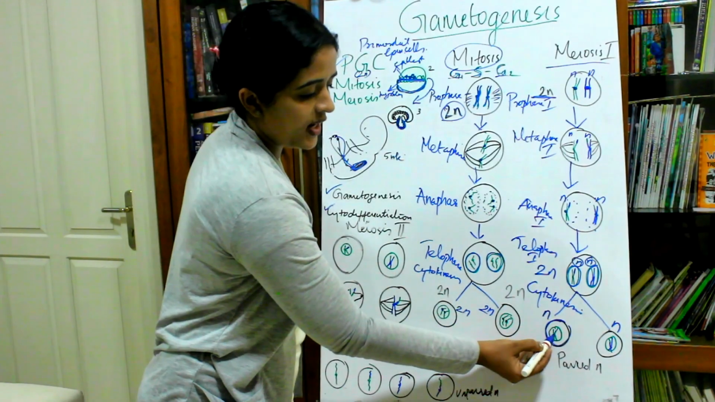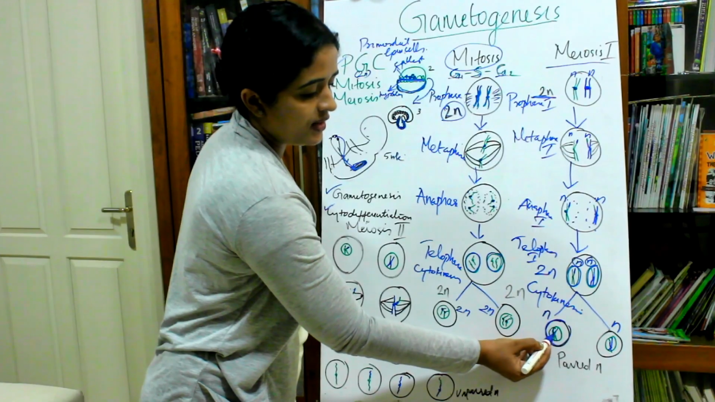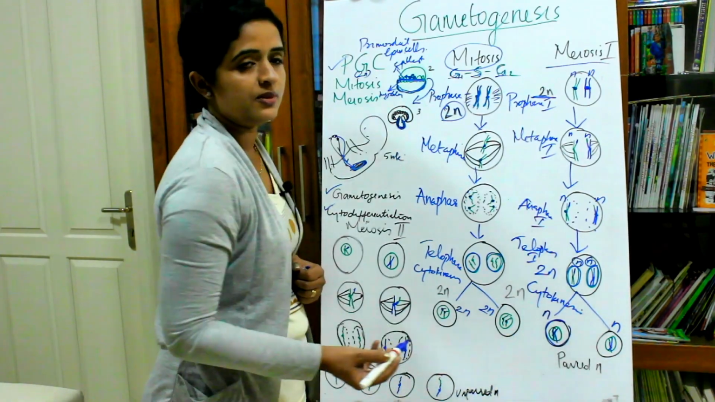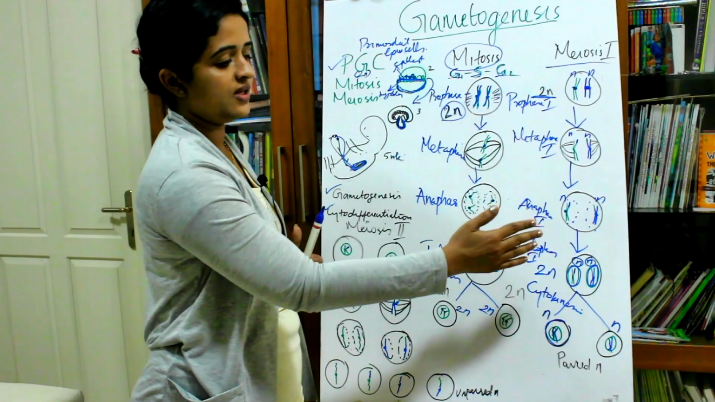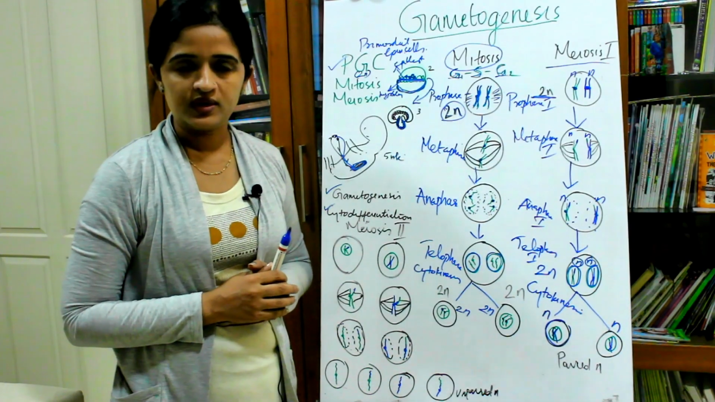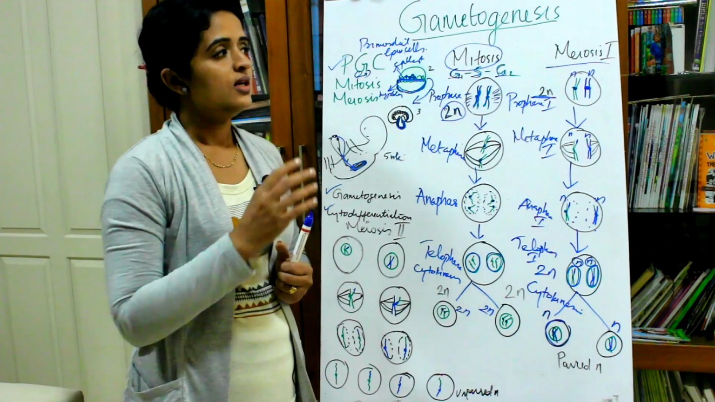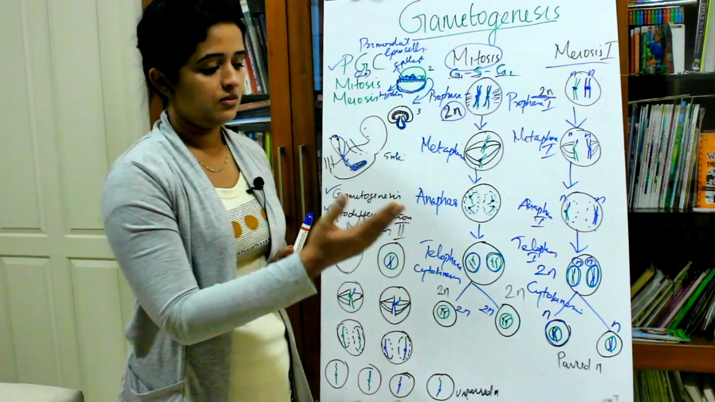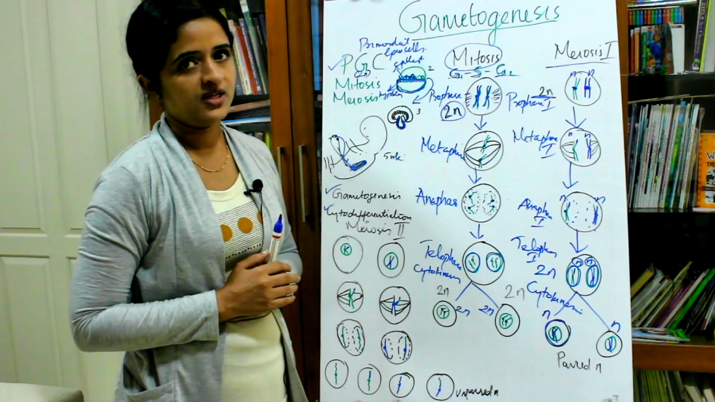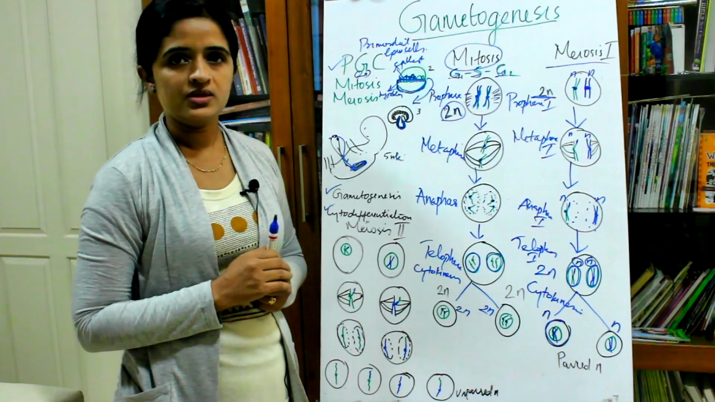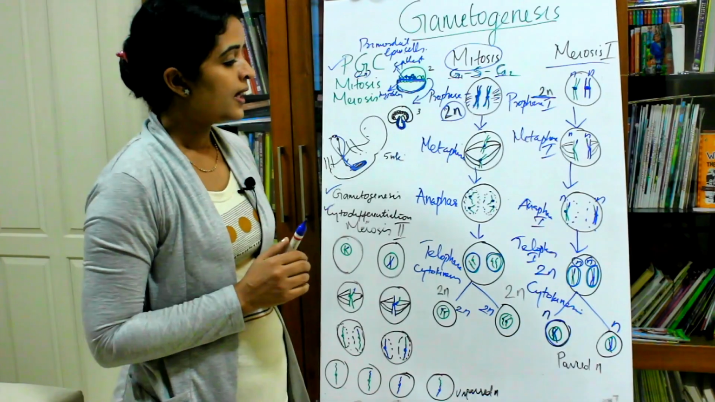But still you have the centromere and the chromosome is paired. That means you have 2 sister chromatids. So that is what is happening at the end of meiosis 1. At the end of meiosis 1, the cell which was diploid is made into haploid but with paired chromosomes. That means there are 2 sister chromatids for each pair.